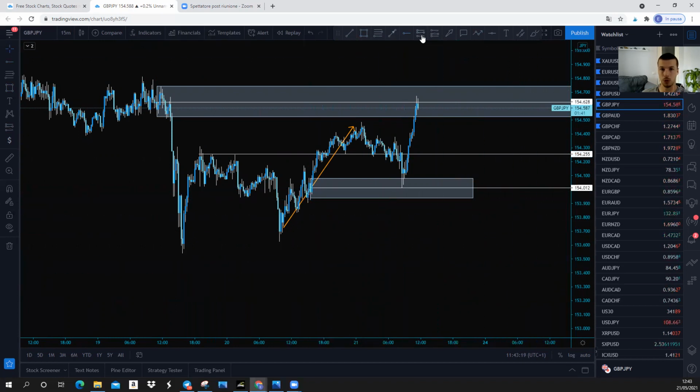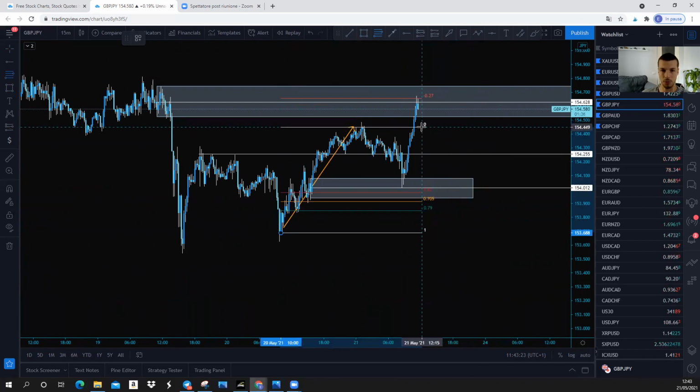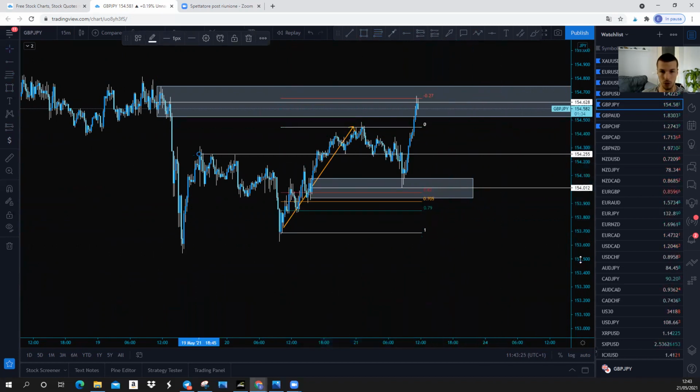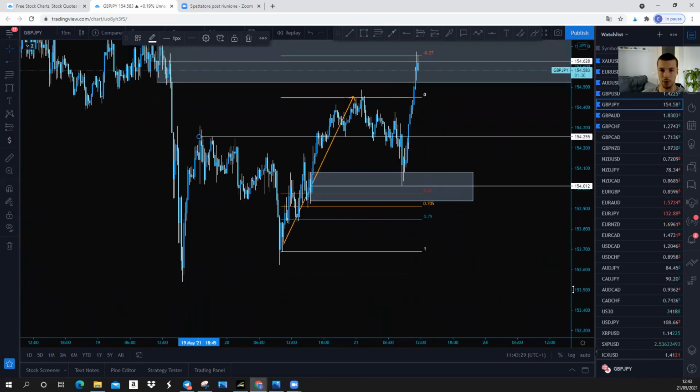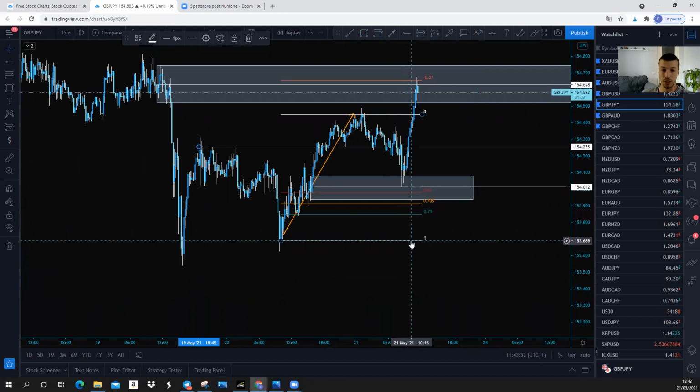We mark the 50% of the demand area. Perfect. Let's put also the fibs if you want to. If you don't want to use them, that's fine. You don't need them. Let's put the fibs. In this case, we don't even have confluence with the fibs. We didn't really touch it. But anyway, in this case, the fibs wouldn't be helpful. This is a good example when you can avoid using them.